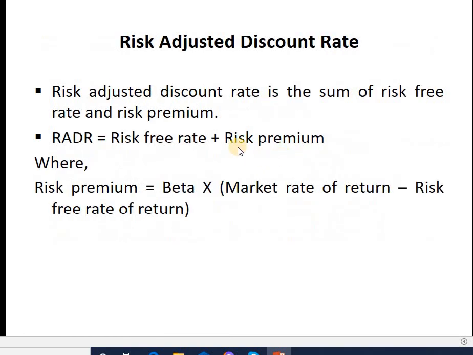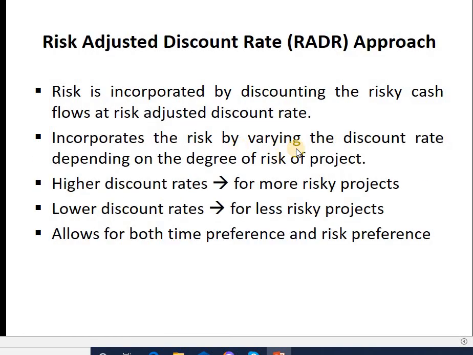It incorporates the risk by varying the discount rate depending upon the risk of the project. That means the discount rate is not fixed here. Depending upon the risk of the project, if it is a very risky project, we provide a higher discount rate. If it is a less risky project, we provide a lower discount rate. It allows for both time preference and risk preference, because we are converting the future cash flows to present cash flows by discounting, and that discount rate also includes a risk premium rate.